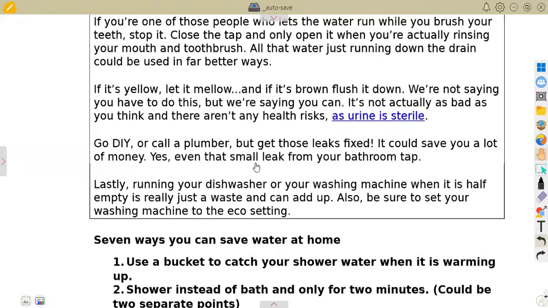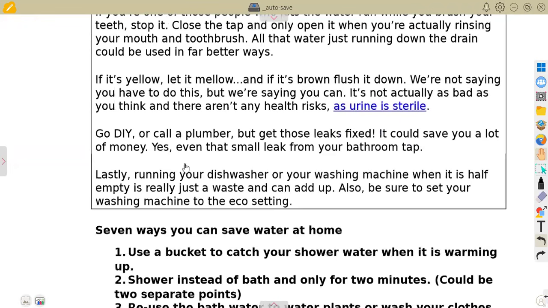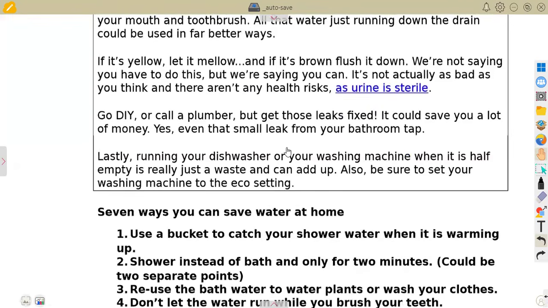and we are doing the nation a favor. And then the other stanza, if it's yellow, let it mellow. If it's brown, flush it down. We are not saying you have to do this, but we are saying you can. It's not actually as bad as you think, and there aren't any health risks as urine is sterile.